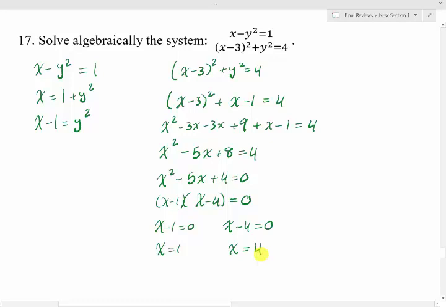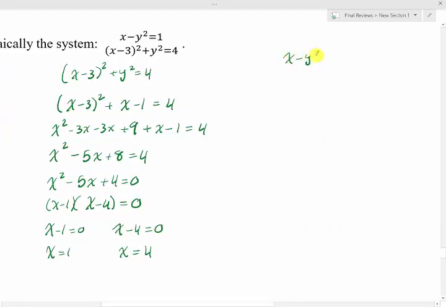Then what we want to do is plug these x values into one of our original equations so that we can solve for our y values. What's really nice about this is that it doesn't matter which equation we choose. Either one of them will give us the exact same y values. Awesome. So I'm going to choose the easier of the two.